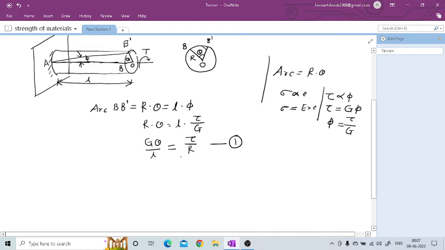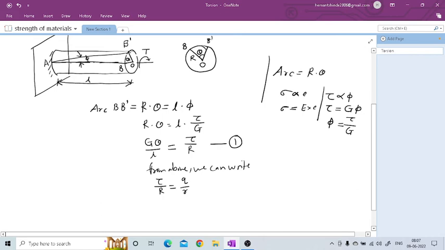So from this expression we can write, if you take the proportionality, means intermediate point at this point, then tau by R is equal to q by small r. Tau means maximum shear stress, R means maximum radius, small r means intermediate radius. Here you can take any intermediate point between B and O.